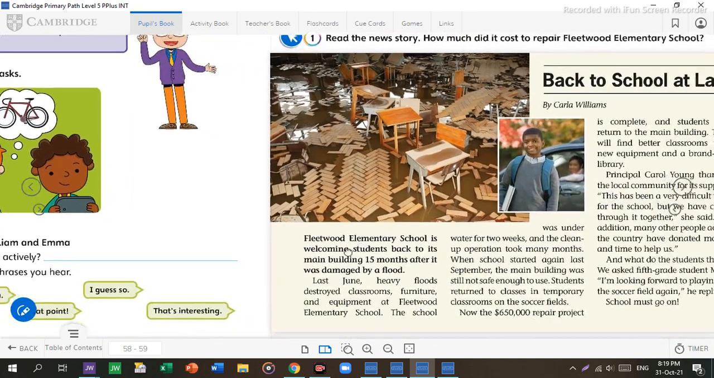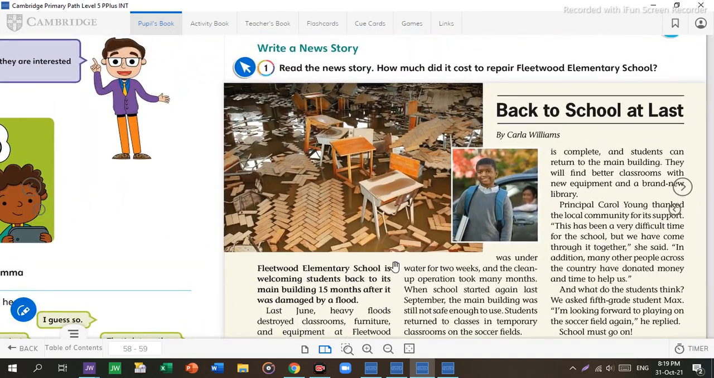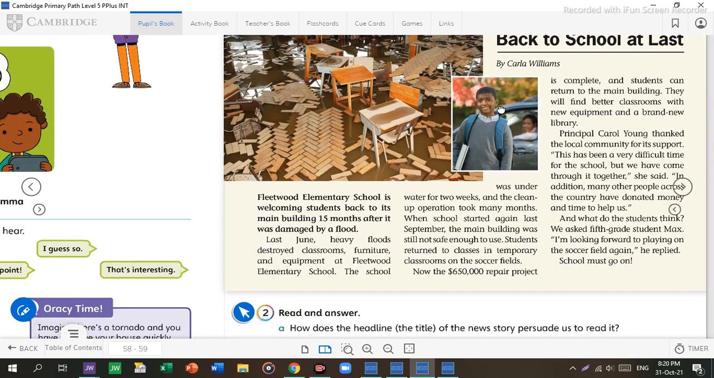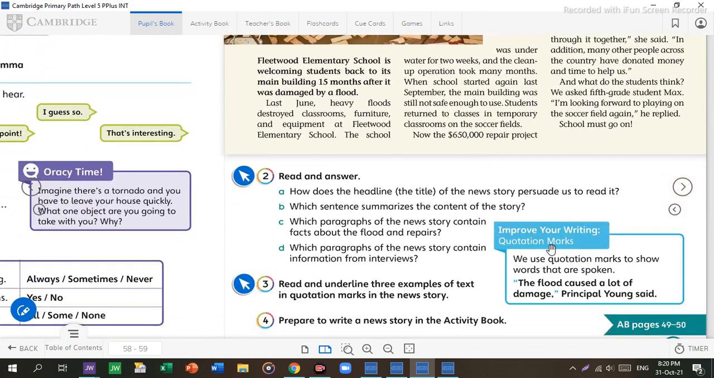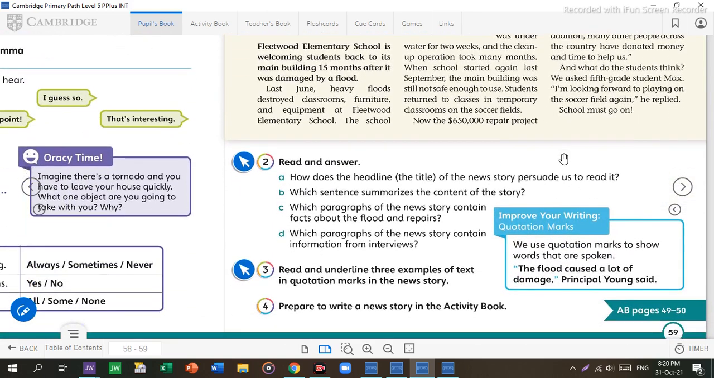And then we talk about writing, about news. Okay, you've tried it. I'm not asking you to write the newspaper. It will take so long to make it. So, no, I just don't want you to do that. But there are quotation marks. Now, quotation marks usually show words that are spoken.